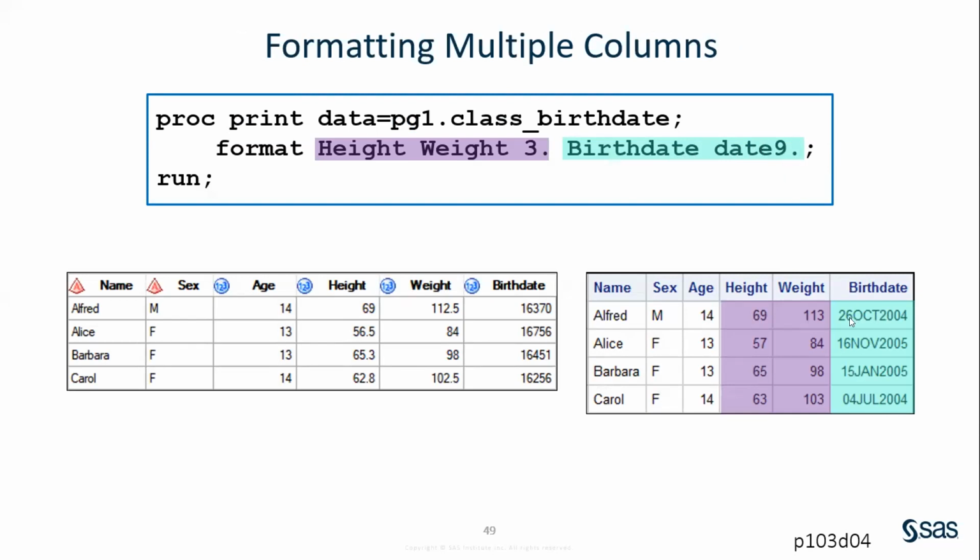So it appears as 9 dot in this way. 9 is the total width, and the date format will always show you the date as the day, three letters of your month, followed by the year. Got it? And look here, the common width for height and weight is 3.